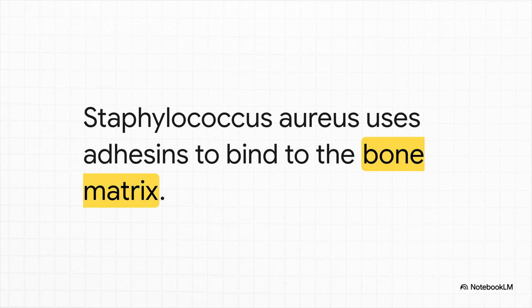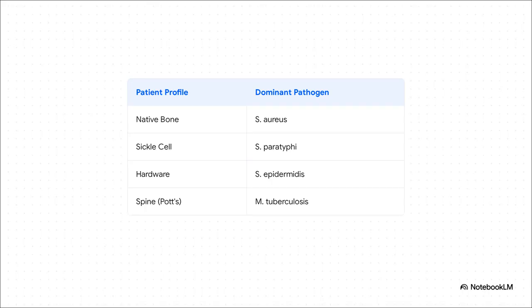It doesn't just accidentally end up in the bone. It actually has specific surface receptors, known as adhesins, that bind directly to bone matrix components. It is literally custom-built to infect the skeleton. But, medicine is all about the exceptions to the rule, right? While Staph aureus rules native bone, things shift depending on the patient.